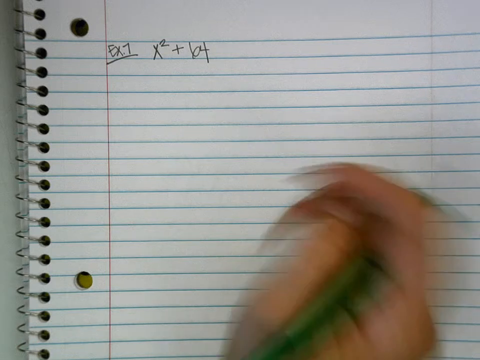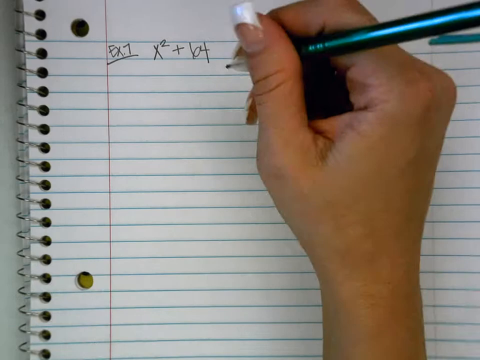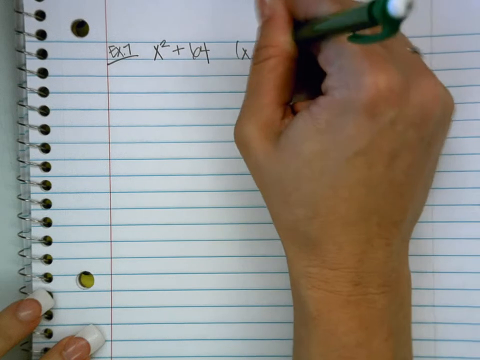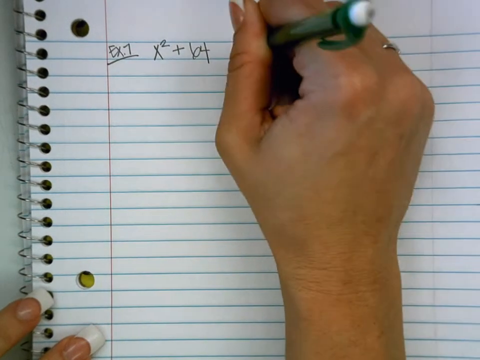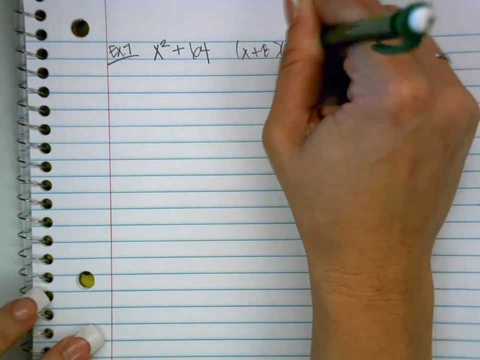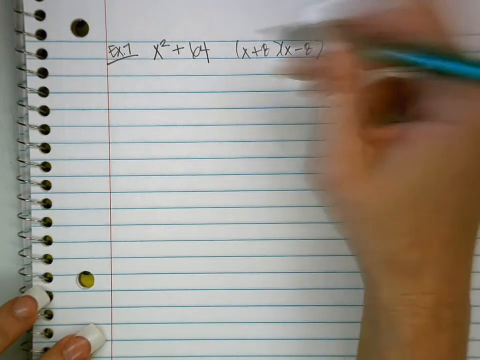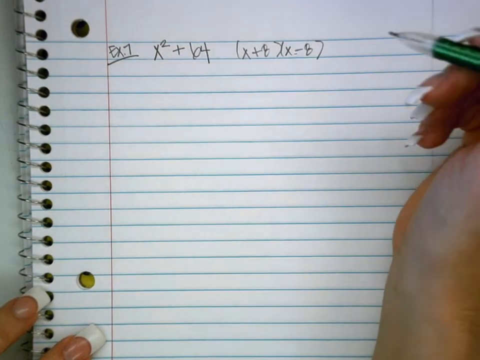Let me show you what would happen if you did difference of squares. Don't write this part down. Difference of squares would be x plus 8, x minus 8. Do you understand how we would get there? Difference of squares, you do one positive, one negative. X squared breaks down to x and x. 64 breaks down to 8 and 8.